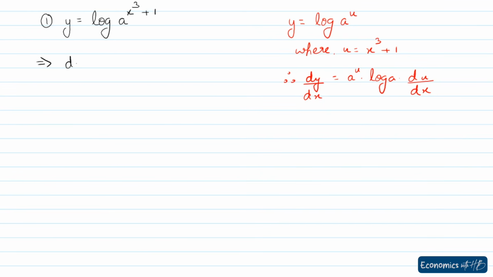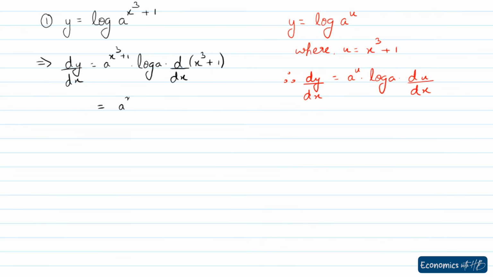Therefore, this equation becomes dy by dx is equal to a to the power x cube plus 1, which is a to the power u as it is, into log of a into d by dx of x cube plus 1, because x cube plus 1 is u.